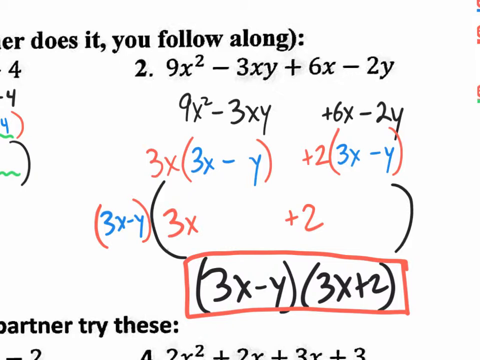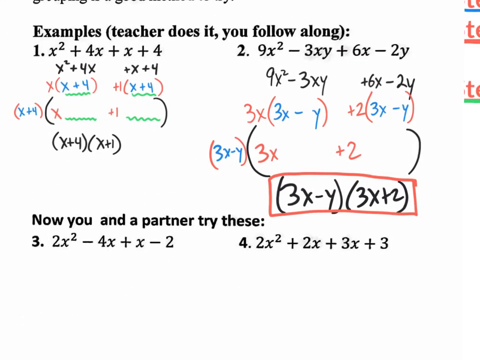So again, when they say factor, it's really a reverse distributive property. In other words, if I were to distribute 3x times 3x, it'll give me 9x squared. If I distribute 3x times 2, that'll give me a 6x, and there's a 6x right there. If I distribute negative y times 3x, that'll give me a negative 3xy. If I go negative y times positive 2, it'll give me a negative 2y. So if you're ever doubting yourself, if you did factoring by grouping correctly, you could always distribute and see if it gives you the above polynomial, which it does.